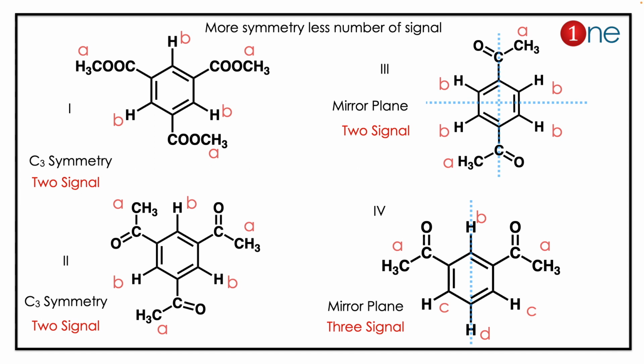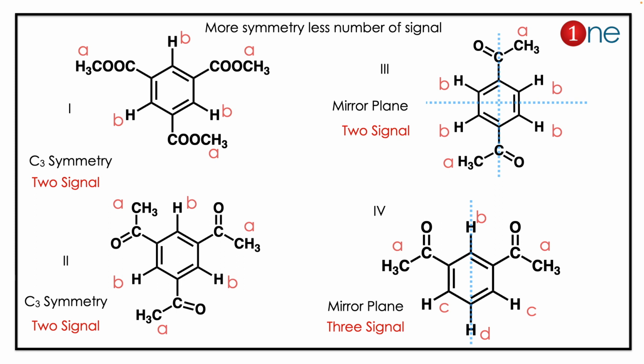Here the answer will be easy if you know how to find the symmetry. Compound 1 has C3 symmetry and has 2 signals because symmetrical hydrogens have the same chemical shift. If you look at compound 2, it also has C3 symmetry. If you rotate it, you will get the molecule again and again. The rotation angle will be 120 degrees, so it also has 2 signals.